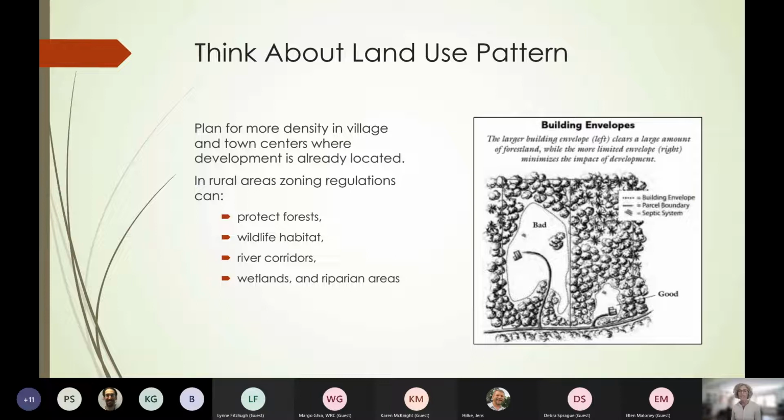And I also want to point out that this is all coming from a document that I and my colleagues put together at Chittenden County Regional Planning Commission. And hopefully, Jens, if it's not already there, you'll be able to put that in the chat for more information on these types of things.